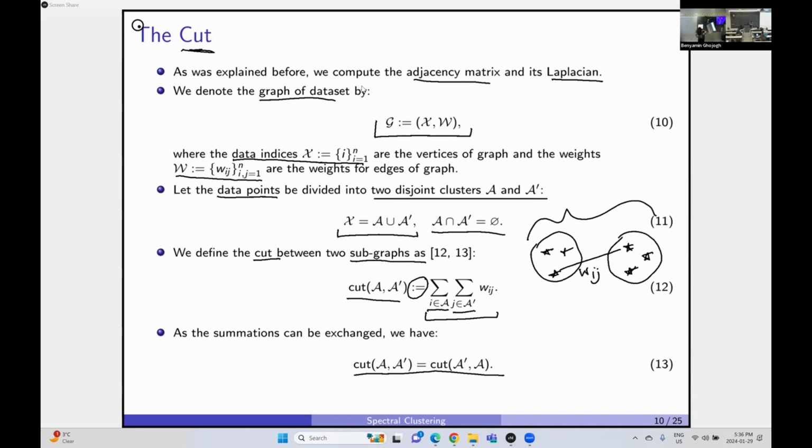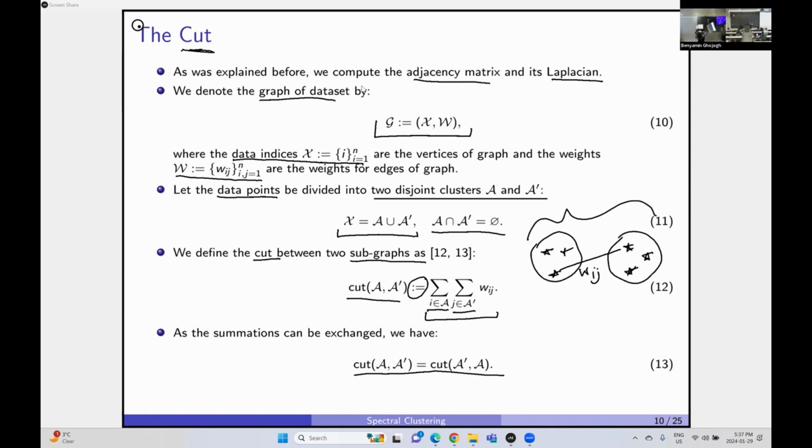Yeah, I believe we minimize it. We minimize the cuts because we want to find the separate clusters, right? If we maximize it, we will basically find the Wij's which are inside the cluster, because inside the cluster the points are close to each other, right?